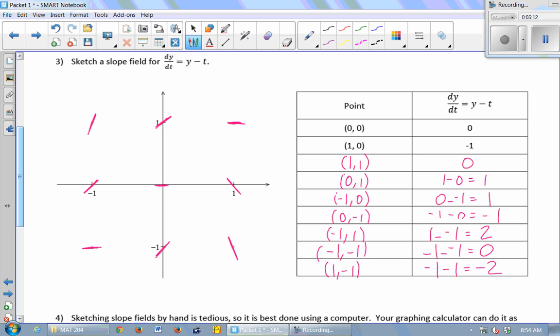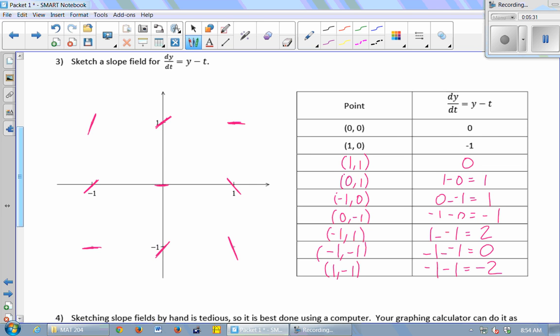Okay. It takes a lot of mini tangent lines to get an idea of what the solutions look like. This is very tedious to do by hand and inaccurate, right? Because it's really hard to tell the difference between a slope of 1 and a slope of 2 and a slope of 3 and a slope of 5, right?